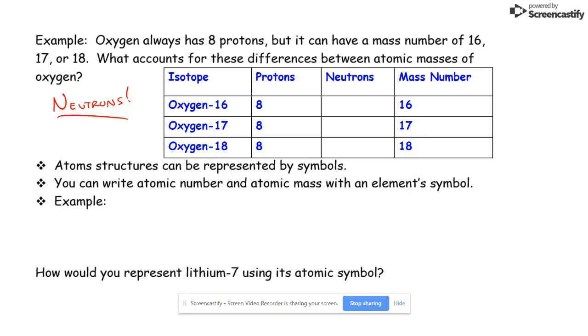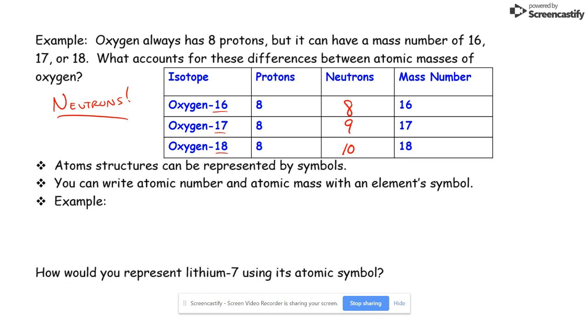Now let's look at figuring out the number of neutrons. Remember, whenever it says dash 16, dash 17, or dash 18, all three of these represent the mass of that isotope or of that atom. So oxygen-16, which has 8 protons, has to have a total of 8 neutrons in order to get the mass of 16. Whereas oxygen-17, having 8 protons, needs 9 neutrons, and oxygen-18 needs 10 neutrons in order to get the mass number of 18.